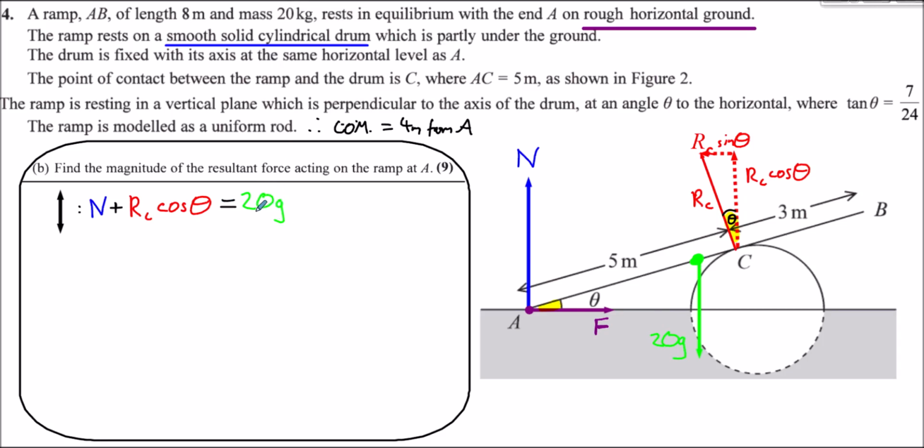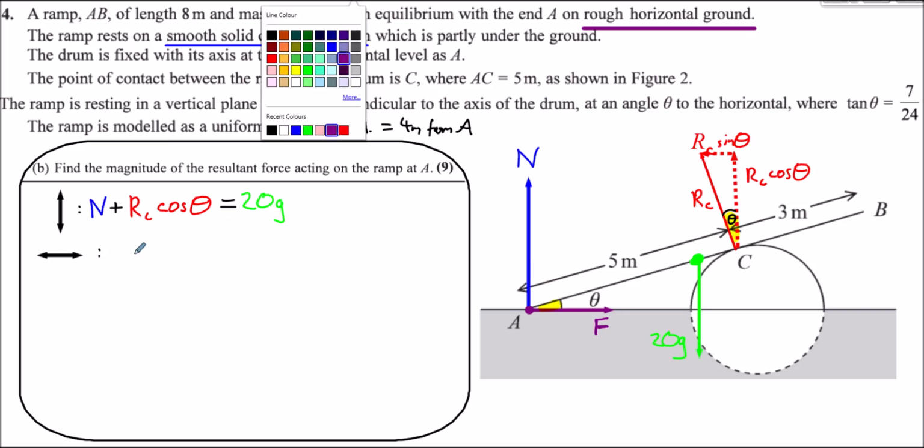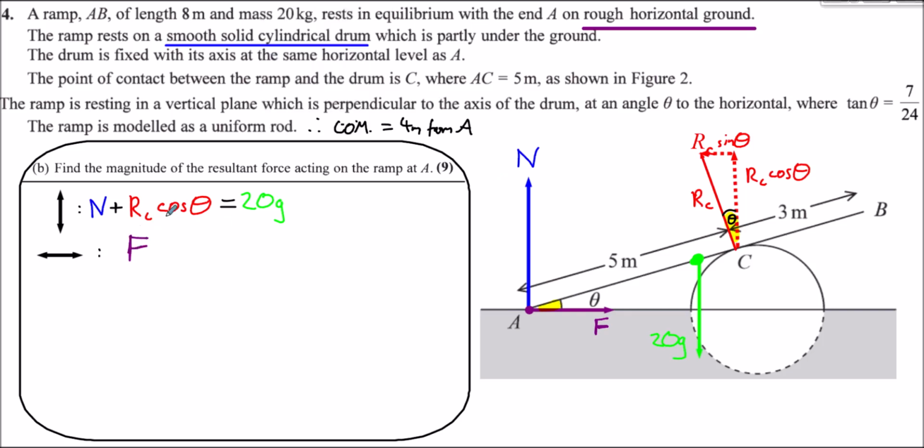We could also consider, in the same way, forces going left and right, so just going horizontally across. In terms of forces purely going horizontally, there's a frictional force acting at A to the right on the ramp. That force acting to the right, which is F, is the only force acting to the right upon the ramp, so it must be equal and opposite to all the forces acting to the left. And acting to the left, we can see here it's just RC sine theta.